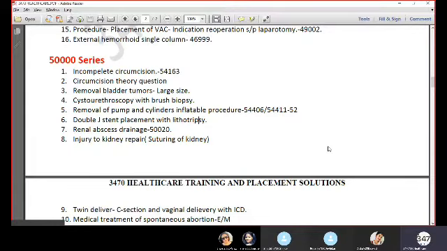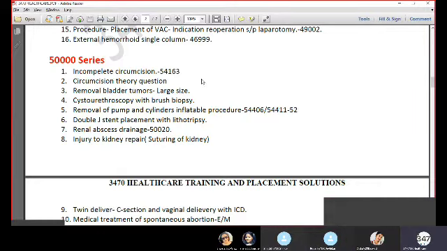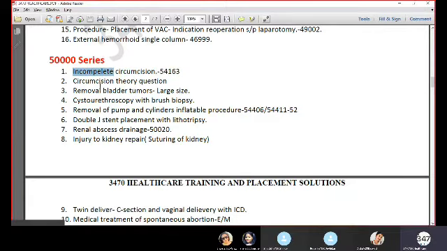Then repair of incomplete circumcision, or recurrent circumcision, or repeat circumcision, what is the code? Repair of incomplete, recurrent: 54163. So that one you have to know, 54163, if it is incomplete or recurrent or repeat. This modifier 52, when we have to use it, that one we have to know.